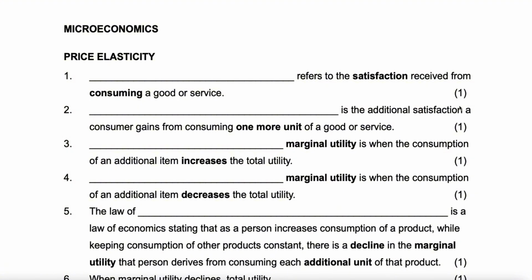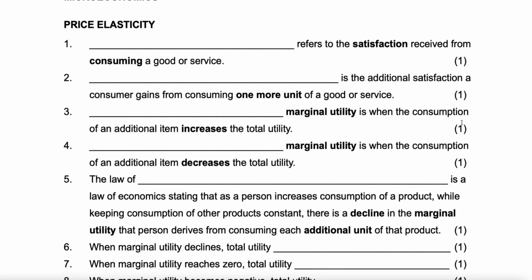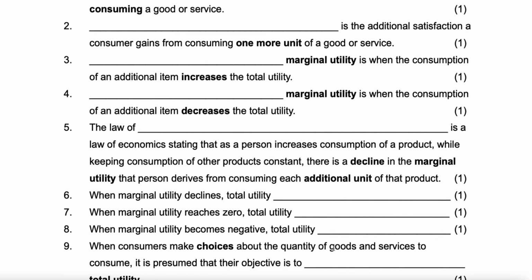Okay, number 5, there is a law in economics that states that as a person increases consumption of a product while keeping other things constant, ceteris paribus, there is a decline in the marginal utility that a person derives from consuming each additional unit of that particular product. Well, that's the law of diminishing marginal utility. I'm going to show you just now, but I'll show you after doing these 3, 6, 7, 8.